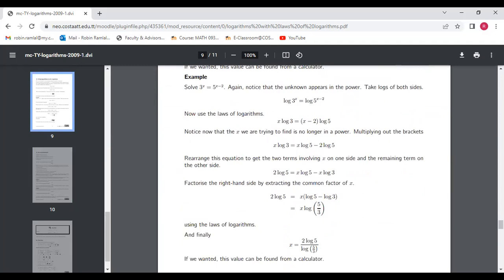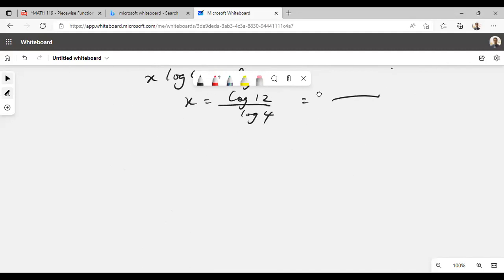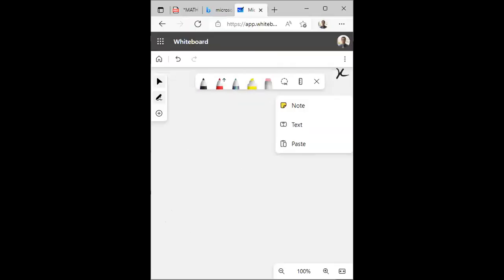Right, so look at this example now. 3 to the power x is equal to 5 to the power x minus 2. We're going to try to solve questions like this now. All right, so let's look at this, everybody. All right, so pay attention to this.